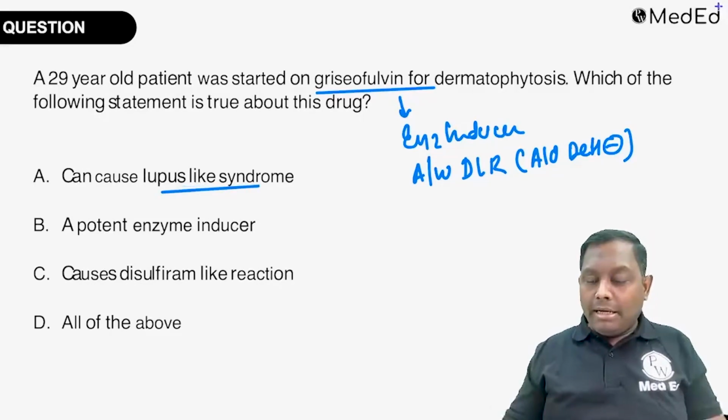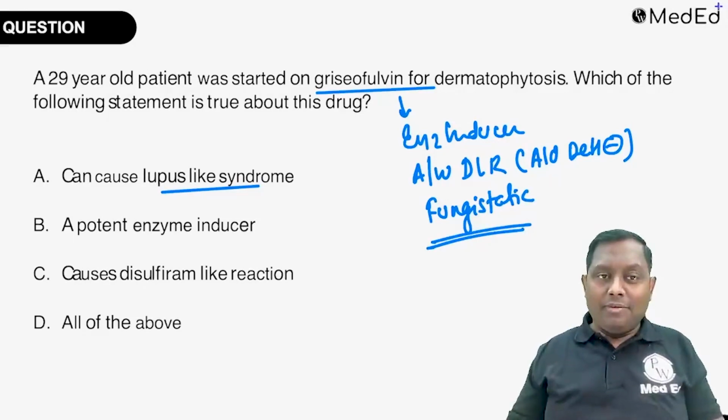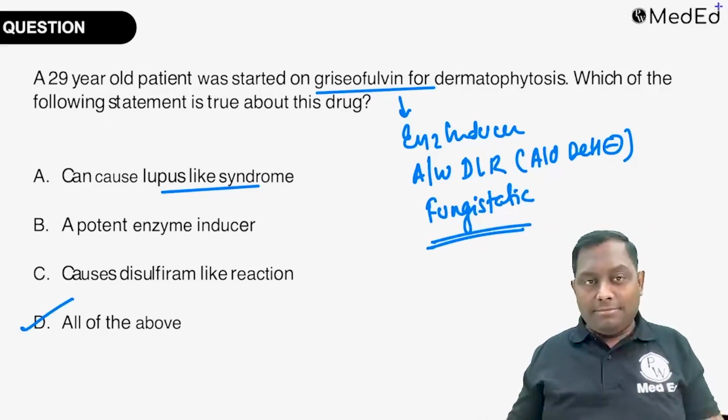Remember, it is a fungistatic drug. It is not fungicidal. This question has come many times. It is fungistatic, not fungicidal. So griseofulvin causes a disulfiram-like reaction. All of them will be the correct answer for this one. All of the above.